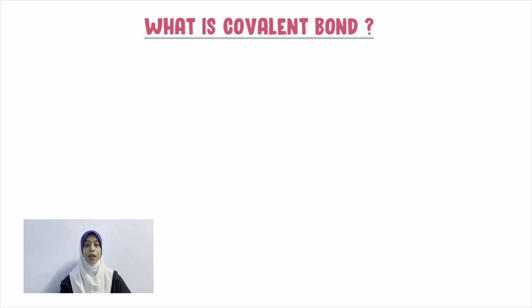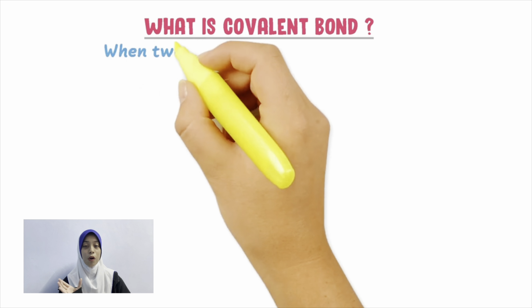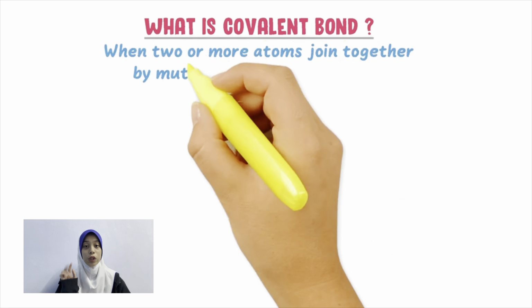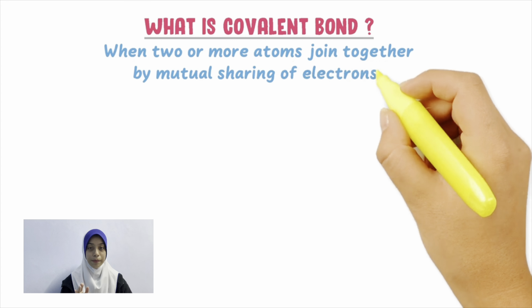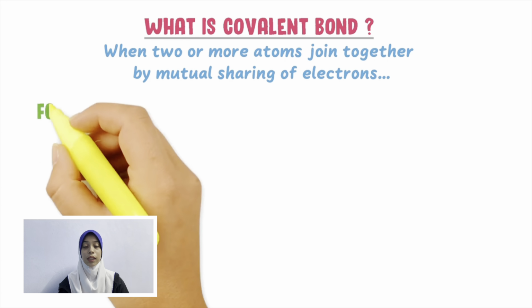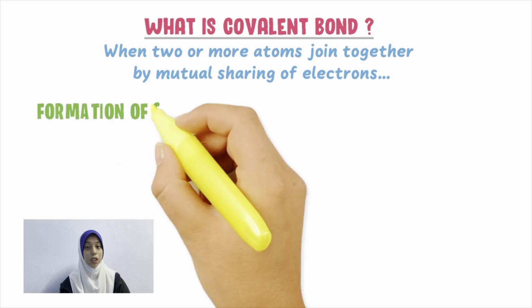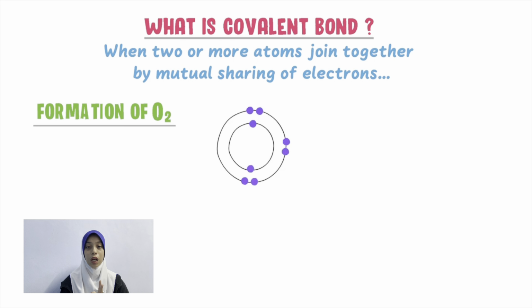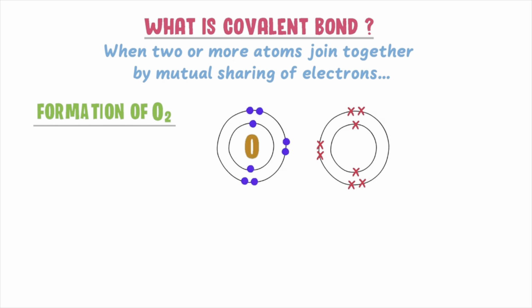Next, what about the definition of covalent bond? Covalent bond means when two or more atoms join together by mutual sharing of electrons. So now, let's take a look at the formation of oxygen. Here is an example of one oxygen atom and another oxygen atom.